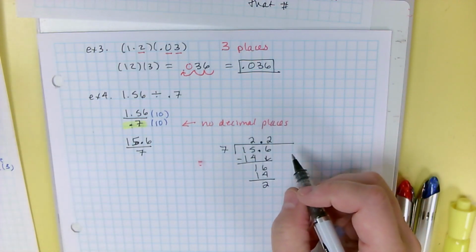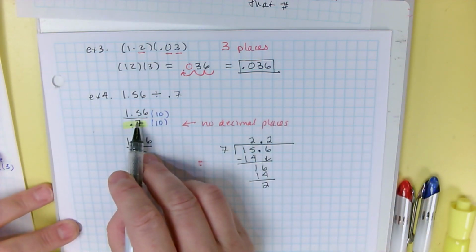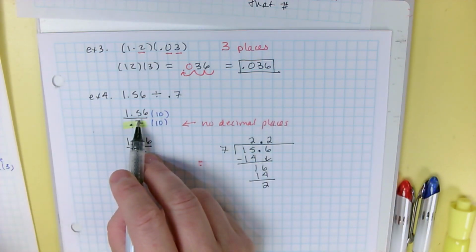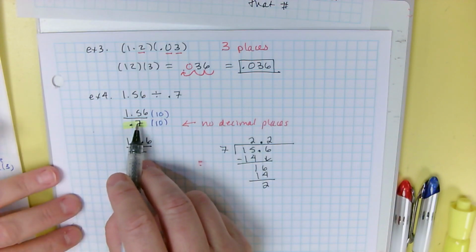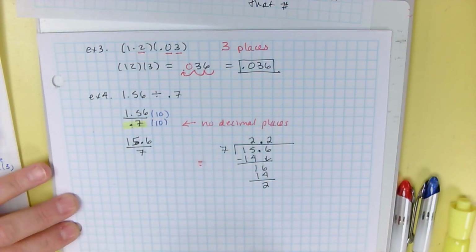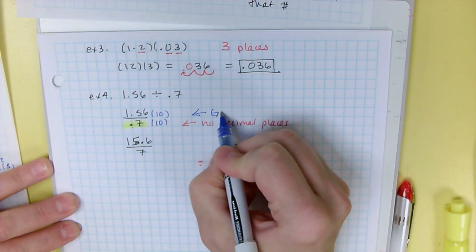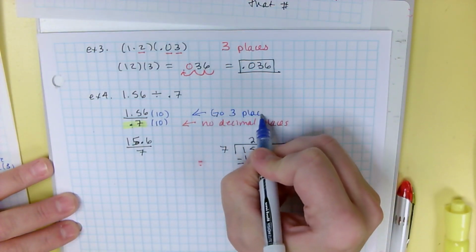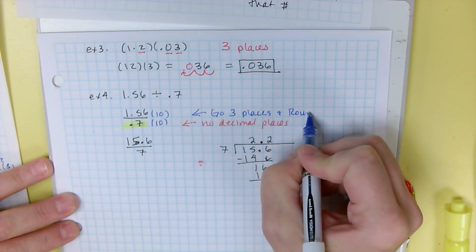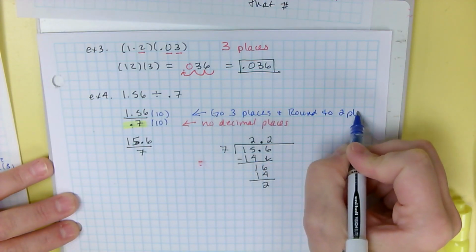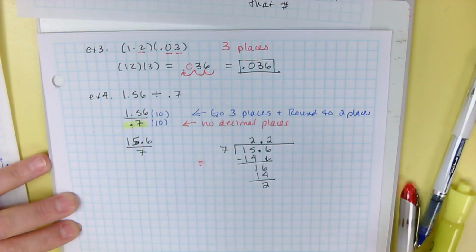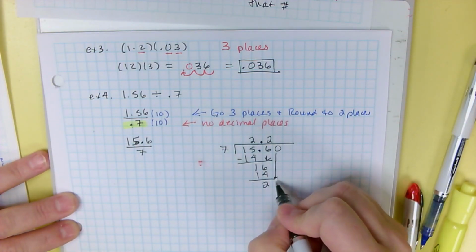Now, we started with 2 decimal places. So in general, there's lots of rules for this, but in general, if you start with 2 decimal places, you need to end with 2 decimal places. So what we're going to need to go is 3 decimal places and round to 2 places. All right, so I'm going to add a 0 and bring it down because we need more digits.